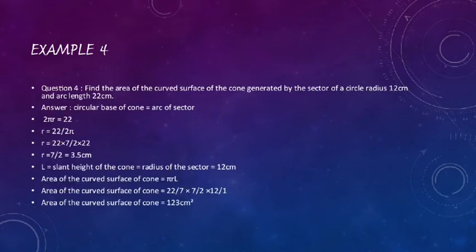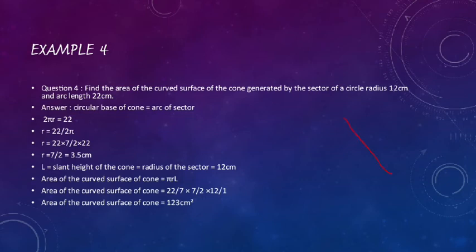Example 4. Find the area of a curved surface. Find the area of the curved surface of the cone generated by the sector of a circle of radius 12 centimeter and arc length 22 centimeter. Solution now. Remember that the circular base of a cone is equal to the arc of the sector. Therefore, we have 2 pi r.